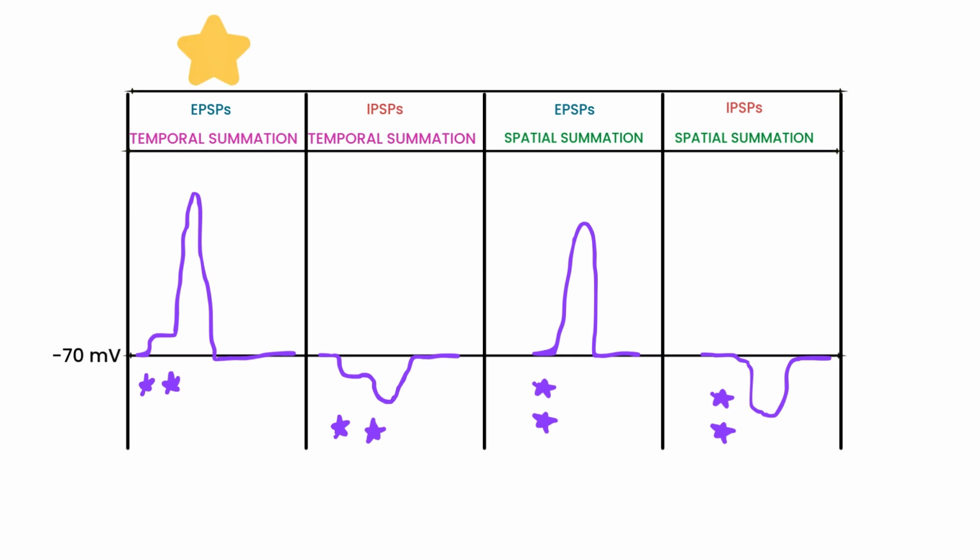Temporal summations of excitatory postsynaptic potentials makes it more likely to reach the threshold for an action potential if excitatory signals arrive quickly enough. But temporal summations of inhibitory postsynaptic potentials make it harder to reach the threshold. When it comes to spatial summation, the multiple excitatory postsynaptic potentials all at once will increase the chances of an action potential, while multiple inhibitory postsynaptic potentials all at once will reduce the likelihood of an action potential occurring.